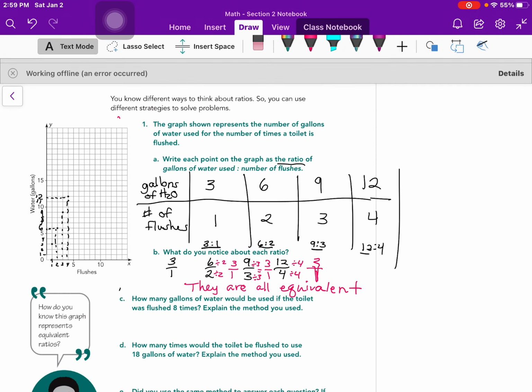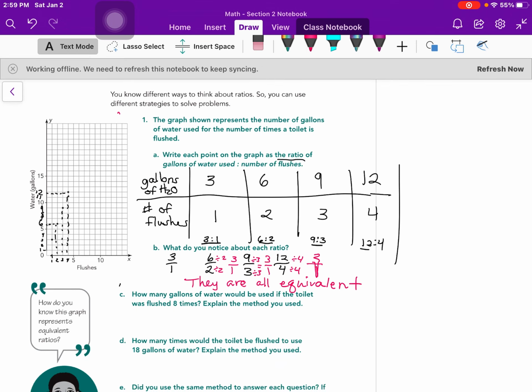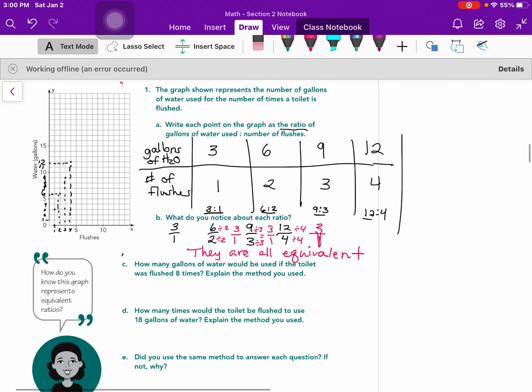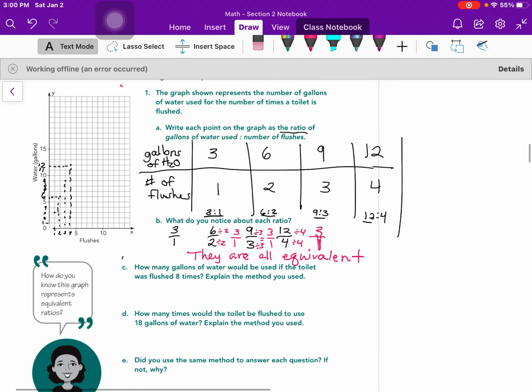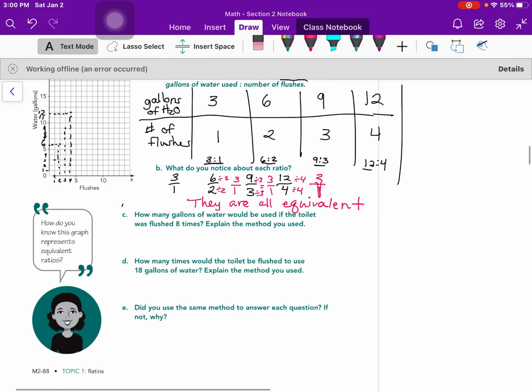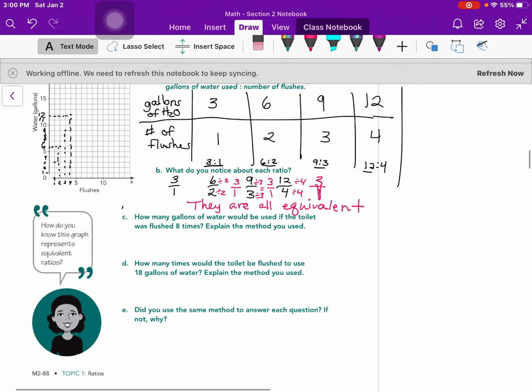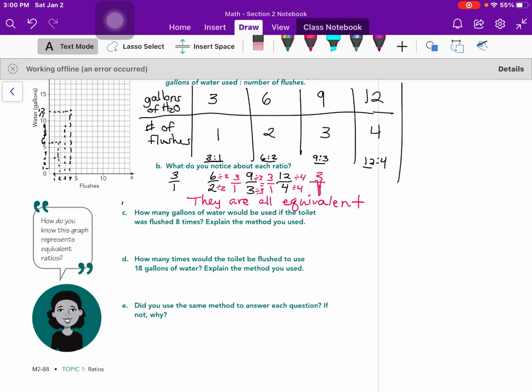C says, how many gallons of water would be used if the toilet was flushed 8 times? And it says, explain the method that you used. All right, so I could use this graph if I want. If I like the graph, I could do a table more like what I just did. I could do a double number line. I could do a picture. I could do a tape diagram. I have lots of different methods. So go ahead and try whichever method you like for C and D, and then try to answer E. So go ahead and pause this and try to answer those, and then let's come back and chat about it.